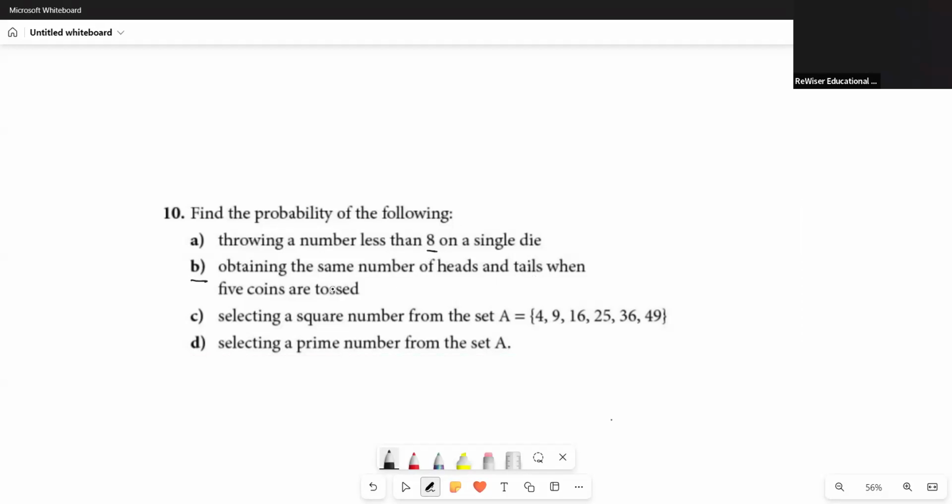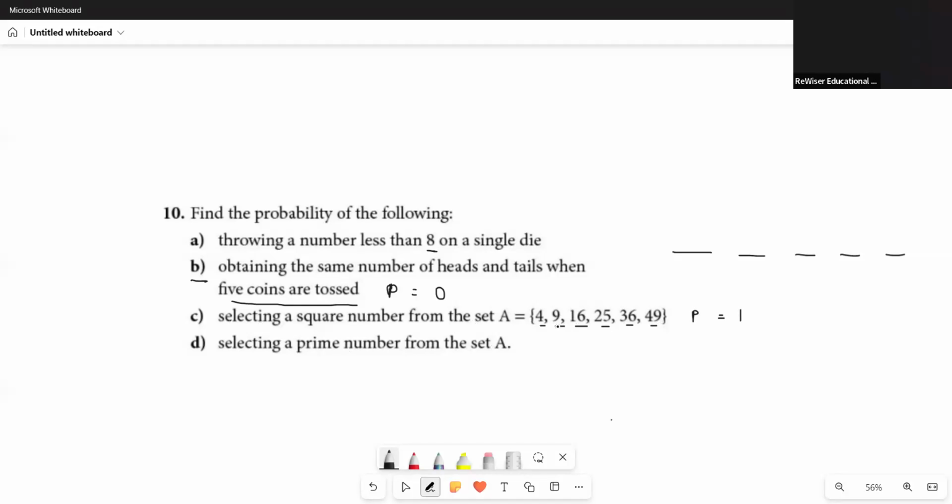Obtaining the same number of heads and tails when 5 coins are tossed. That's not possible because there are 5 outcomes, right? So we cannot have the same number of heads and tails. So the probability here will be absolutely equal to 0. Selecting a square number from the set A: 1, 2, 3, 4, 5, 6. So all of them are square numbers. So this is a sure event where the probability has to be 1.